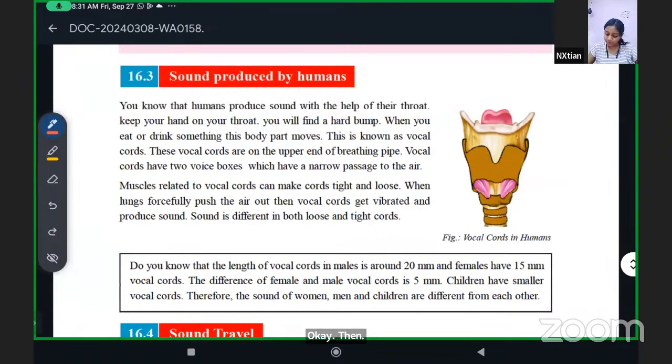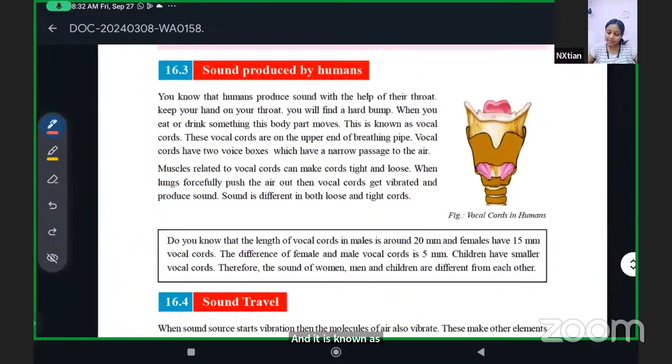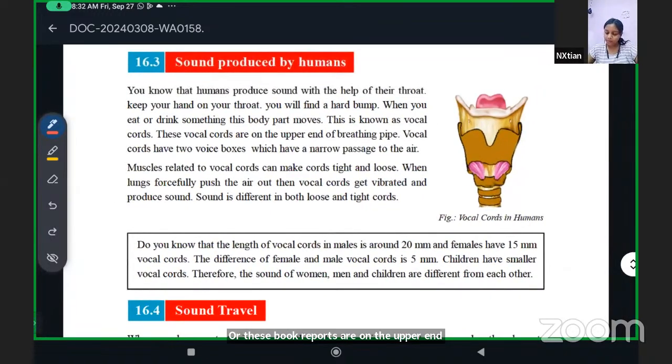Then sound produced by humans. You know that humans produce sound with the help of their throat. If you keep your hand on your throat, you will find a hard bump. When you eat or drink something, this body part moves. This is known as the vocal cords. We all know that our voice is produced by our throat. The voice box is present in our throat. These vocal cords are on the upper end of the breathing pipe.